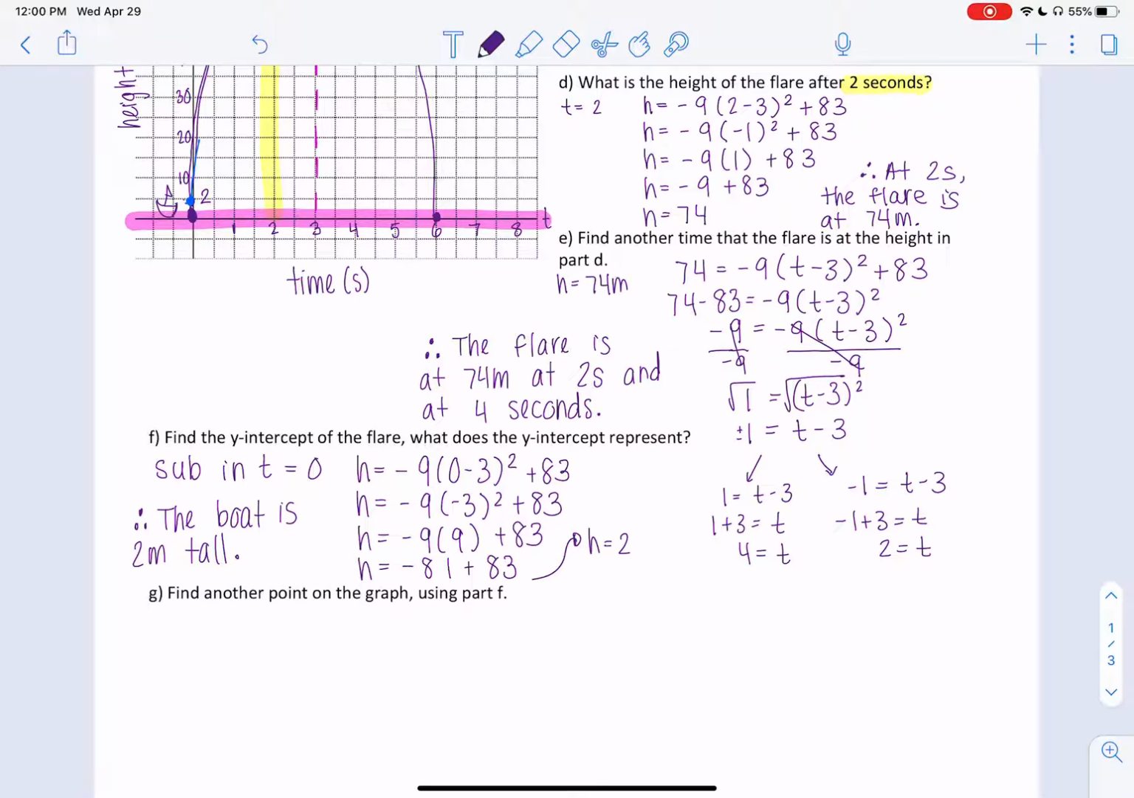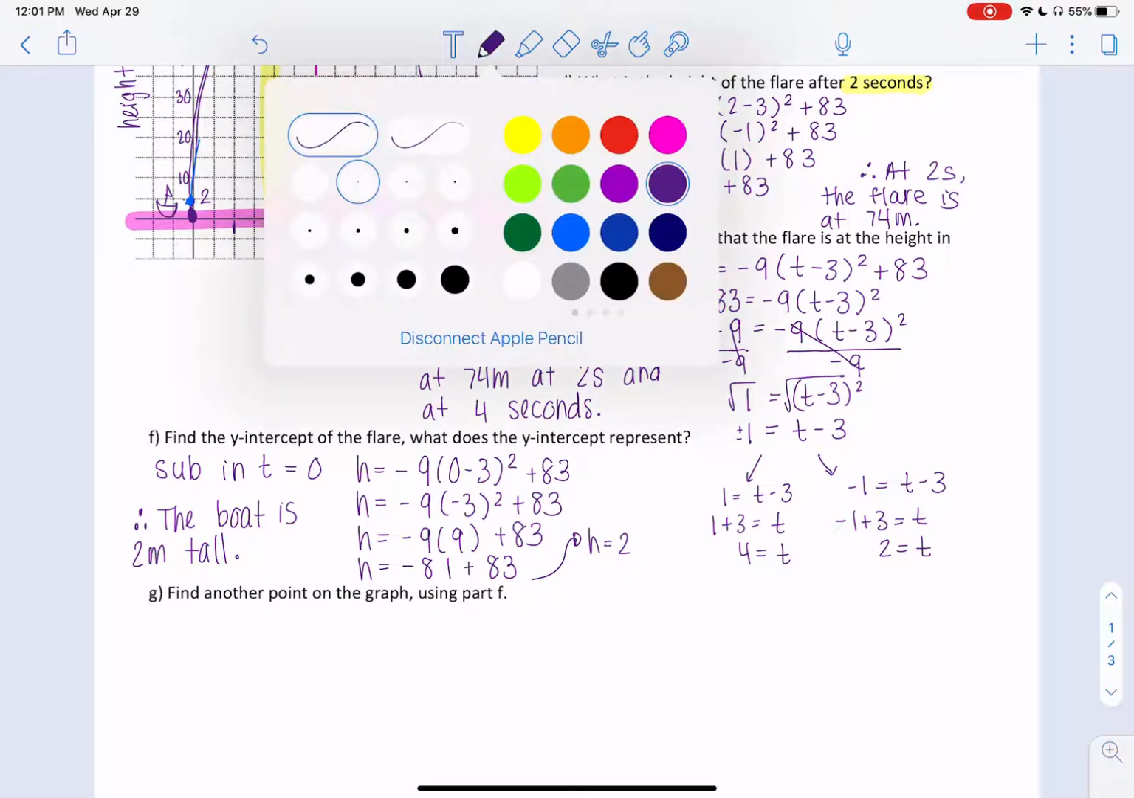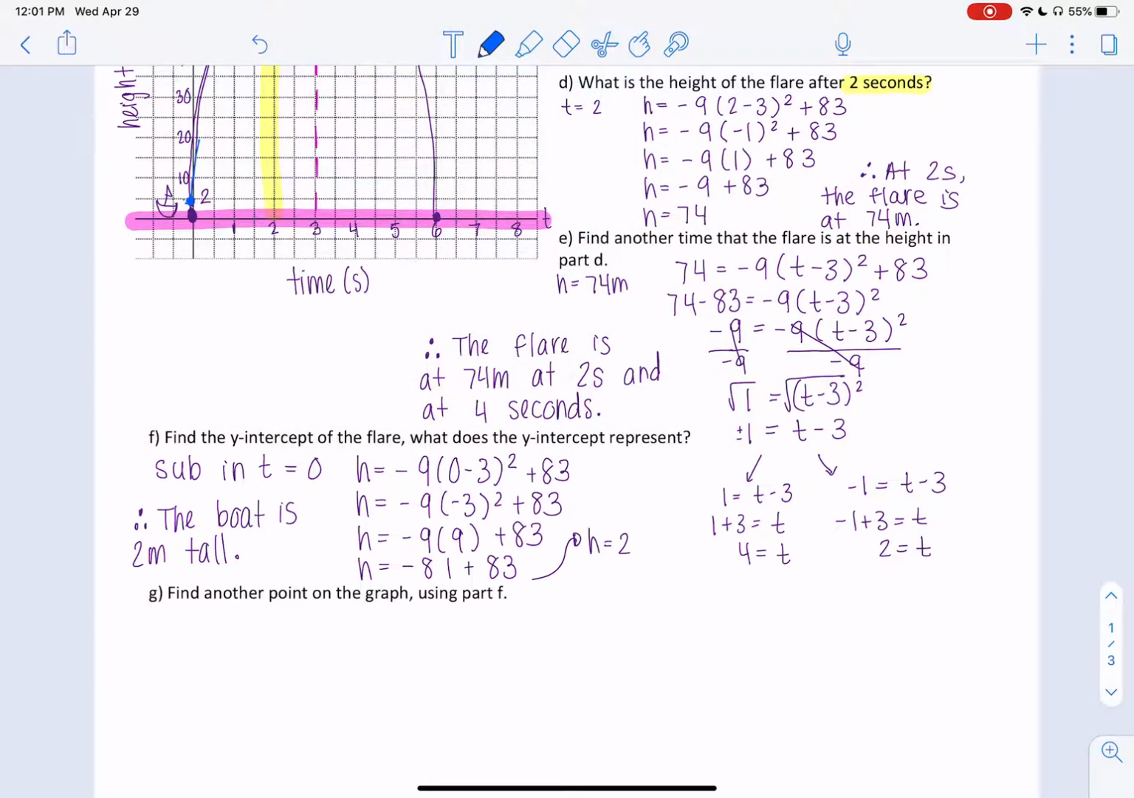Now, we want to find another point on the graph using point F. So again, just like before, we could go through and do all of that algebra, but I wanted to take a moment to work with the symmetry of it. Similar to how we could have used symmetry before, if I come over here and go here, at 0 it was at 2. So it's likely that using symmetry, at 6 it's also around 2.